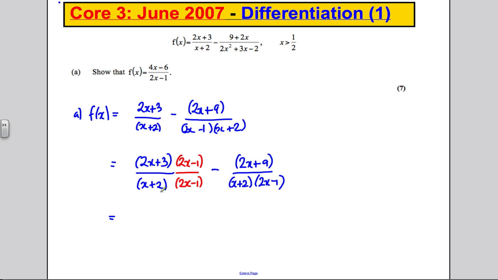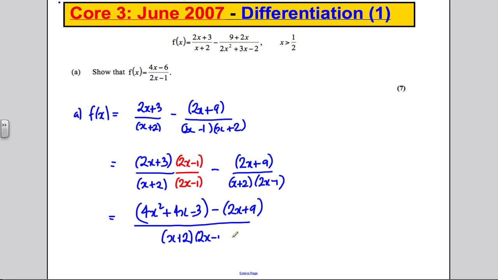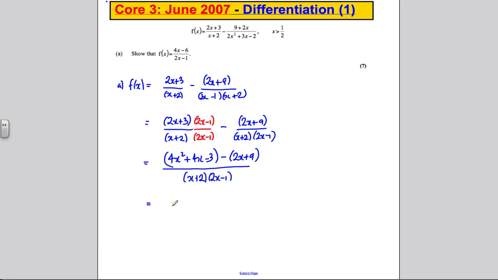So before I do that, let me just times this out. This would be 4x squared minus 2x plus 6x would be plus 4x subtract 3. Subtract everything in here, so it would be subtract 2x plus 9, keep your brackets there, all over x plus 2, 2x subtract 1. Okay, 4x squared, you've got plus 4x minus 2x, so it would be 4x squared plus 2x. You've got negative 3, subtract a 9, that would be negative 12. All over x plus 2, 2x subtract 1.